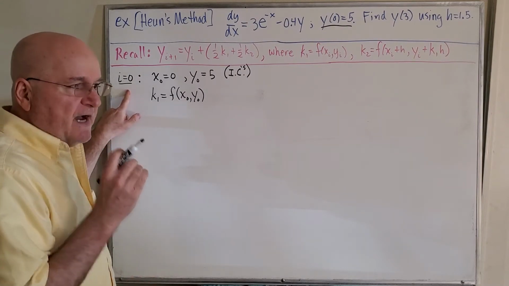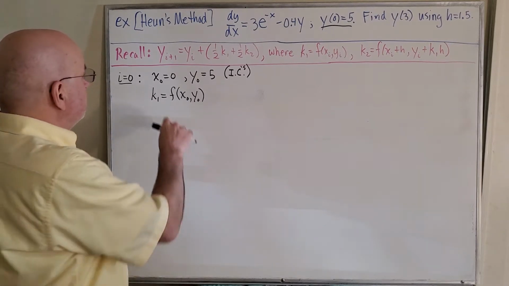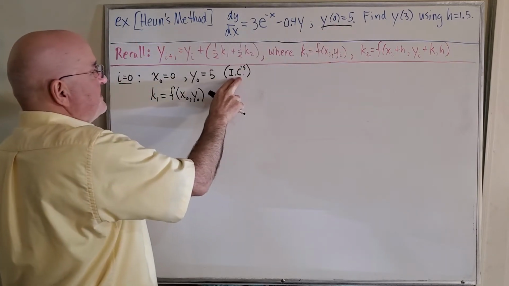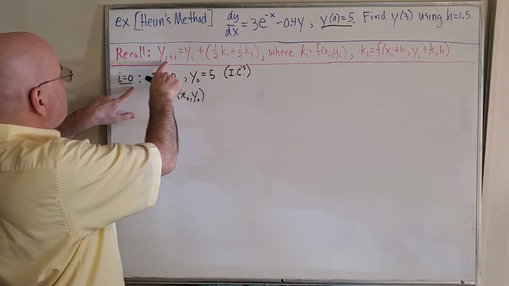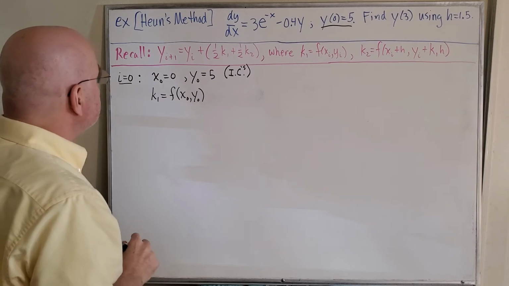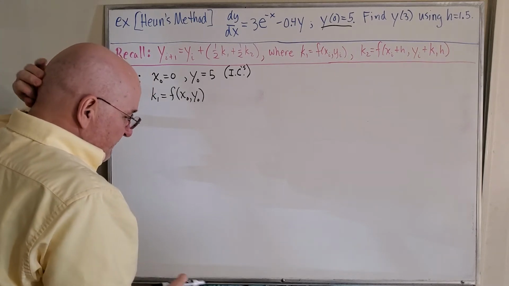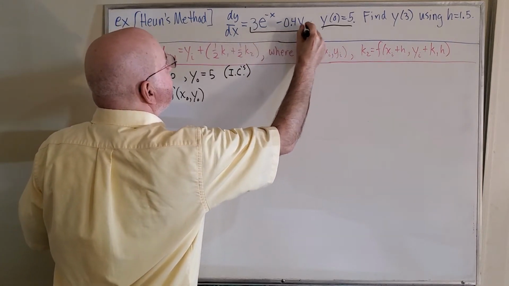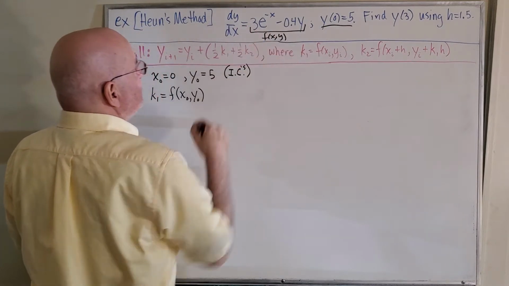Okay. So when i is equal to 0, we know the initial value. x0 is 0 and y0 is 5. That's just the initial condition given to us. Now, though, we're going to use this formula. So when i is 0, now we're computing y1. All right, well, before we do that, let's compute both of the k values. And let's make a reminder here. dy/dx is f of x, y.